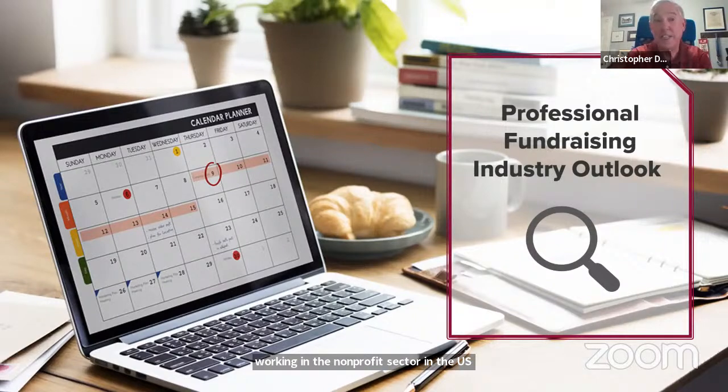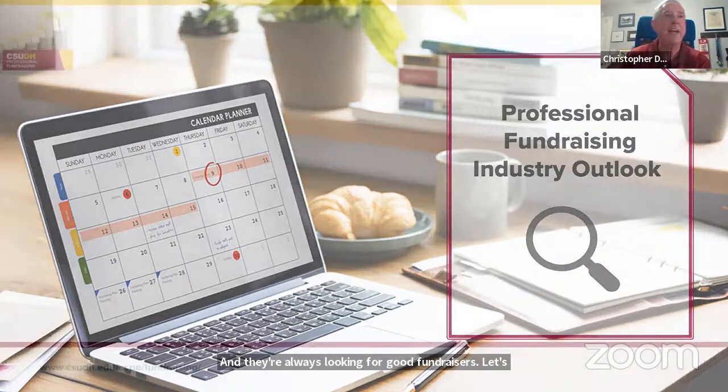In fact, I've often said, if you're good at fundraising, you'll never be out of work because charities always want to raise more money. I've never heard a charity say, oh, I've got enough money, we could stop fundraising. No, charities always need to raise more money because there's always more work to do, and they're always looking for good fundraisers. Let's take a look at who's hiring and what they're paying.